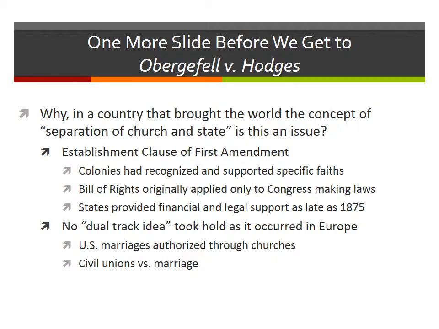This is why, remember when I showed you the systems diagram, it's important to understand the history and the development and the political culture that we came from, because that explains a lot about why we're in this mess in the first place. The colonies had recognized and supported specific faith traditions, and several states had official state religions. Massachusetts, New Hampshire, Connecticut, they had the Congregational Church. New York, North Carolina, South Carolina, Virginia had the Anglican Church, or the Church of England, as it was sometimes called.